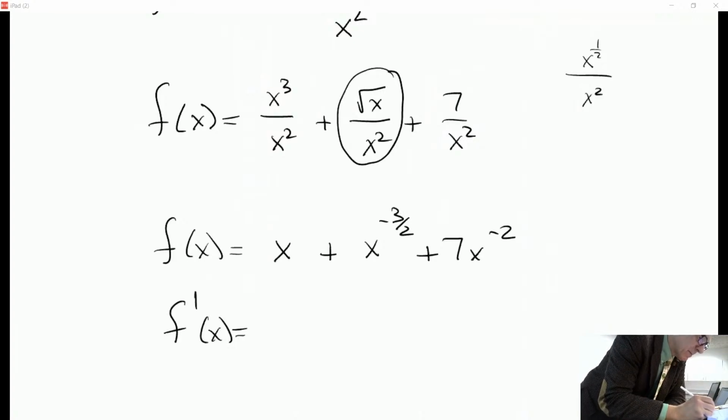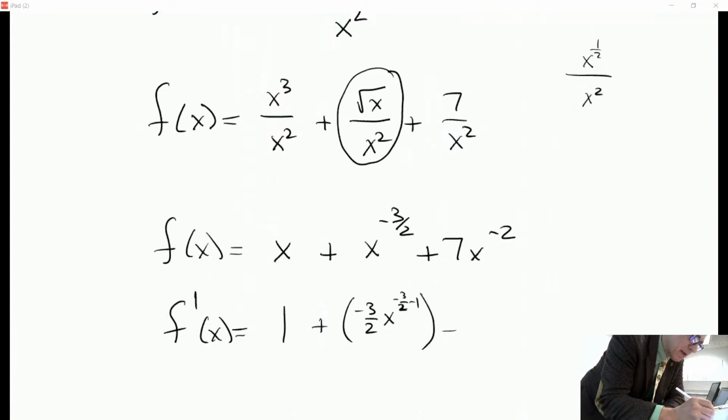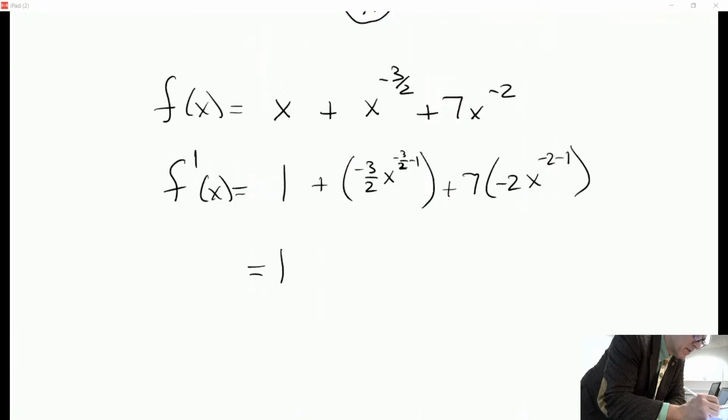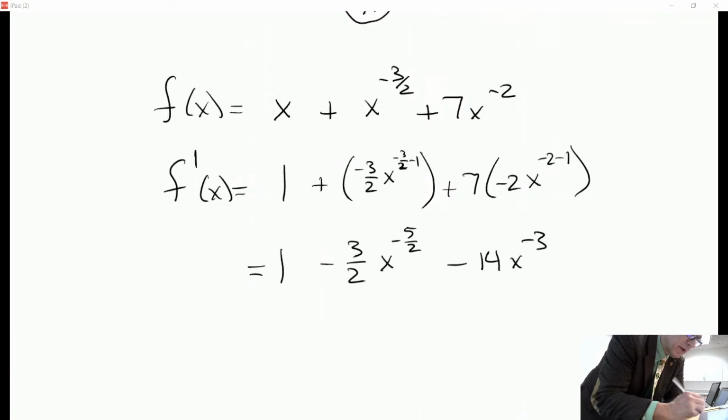F prime, that's going to be 1. You can just go back to the table and find it. This one, a little bit harder, negative 3 halves, x to the negative 3 halves minus 1. I'll have to do a little bit more work there. And then this one is going to be 7 times negative 2, x to the negative 2 minus 1, which will be negative 3. Give me a sec. This will be negative 5 halves. And that'll be negative 3.